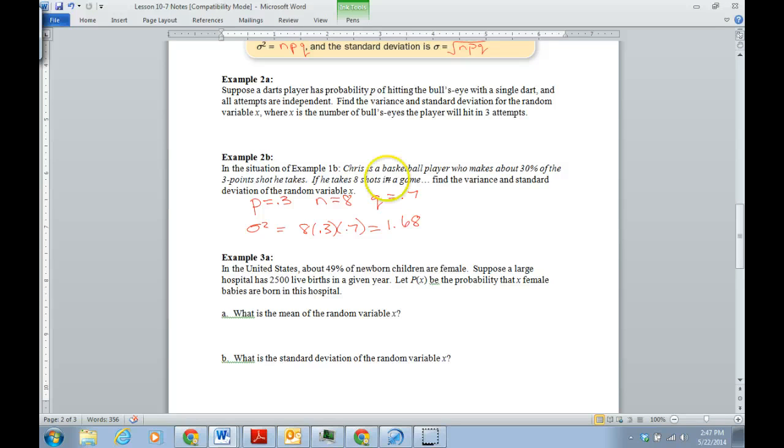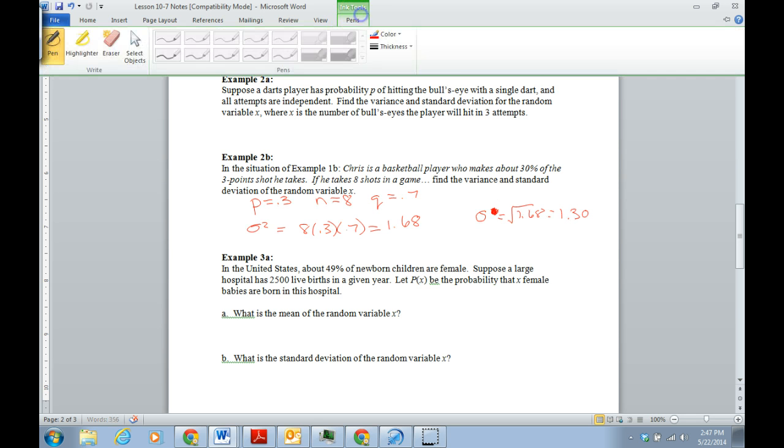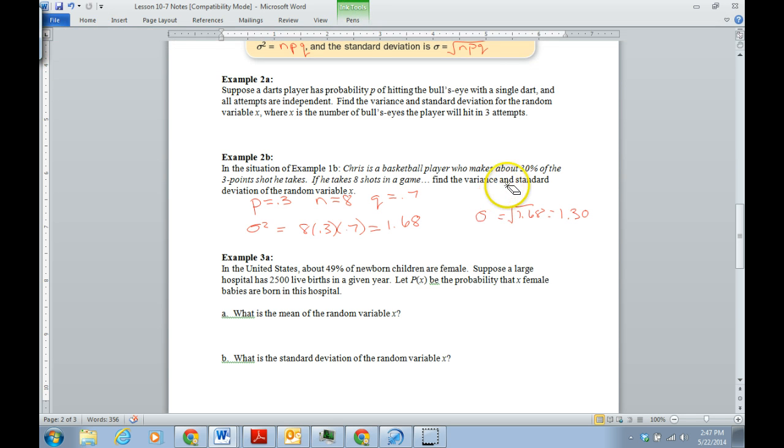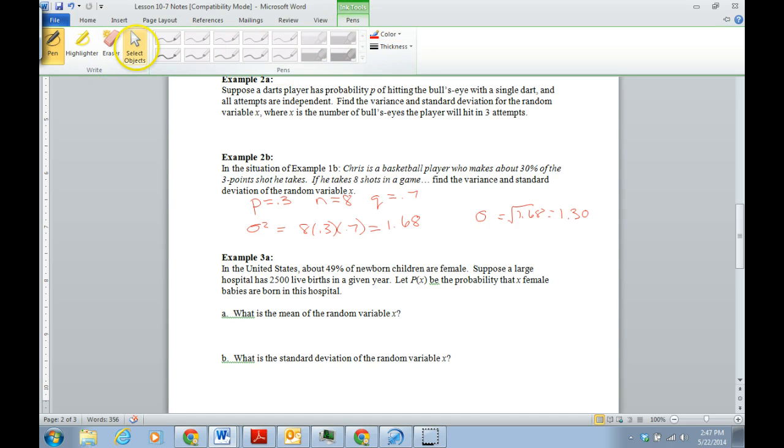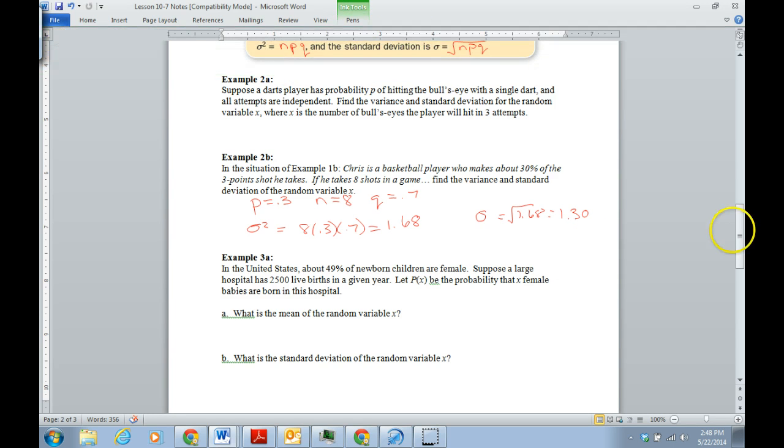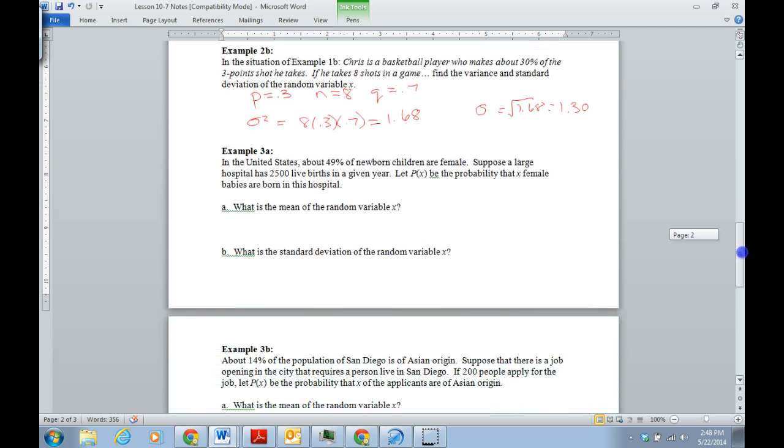What's his standard deviation going to be then? Square root of that. Yep. So it ends up being about 1.30. Yeah, this shouldn't be squared, you guys. Okay, let's try the next one, and we're almost done. Is that 0? This is a standard deviation.